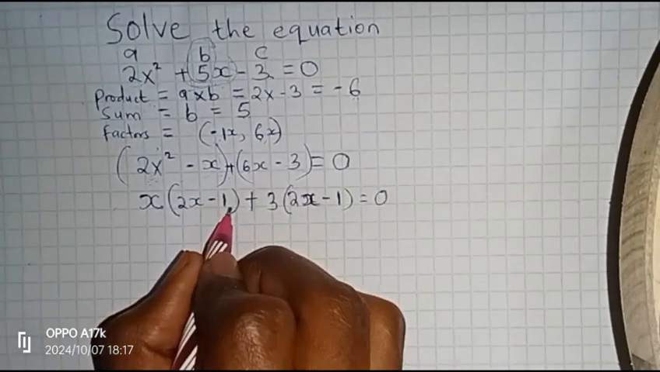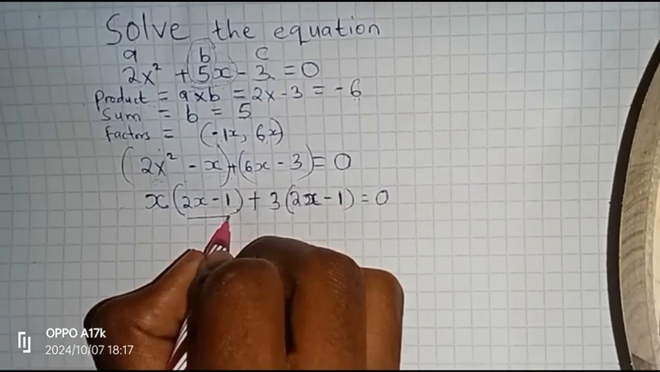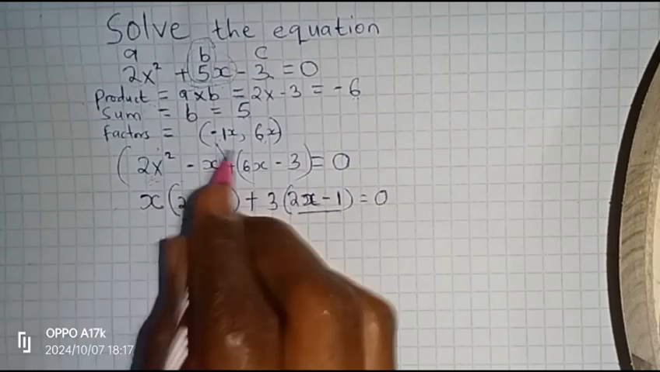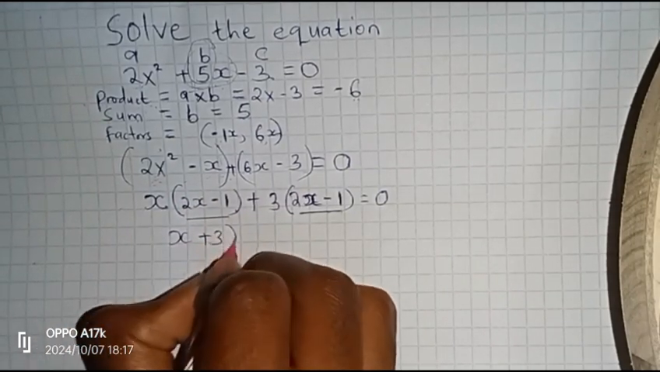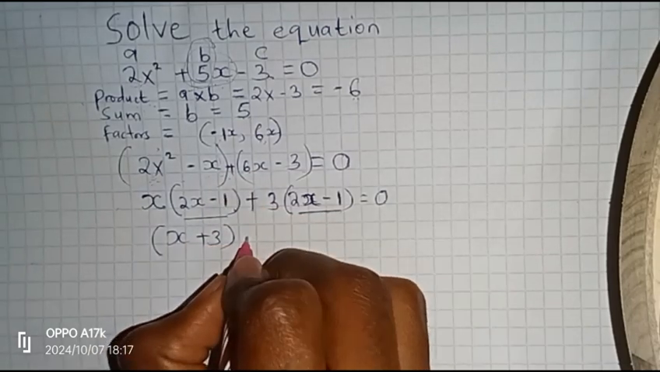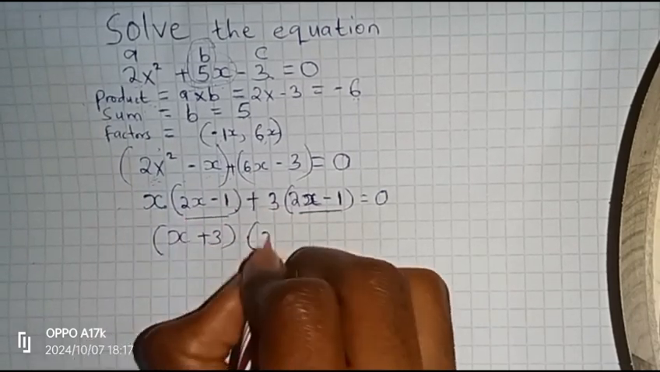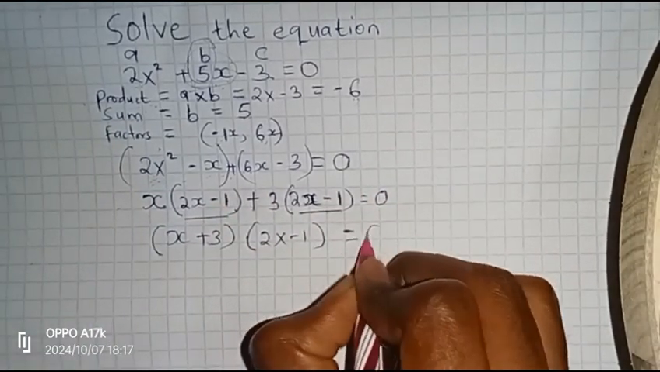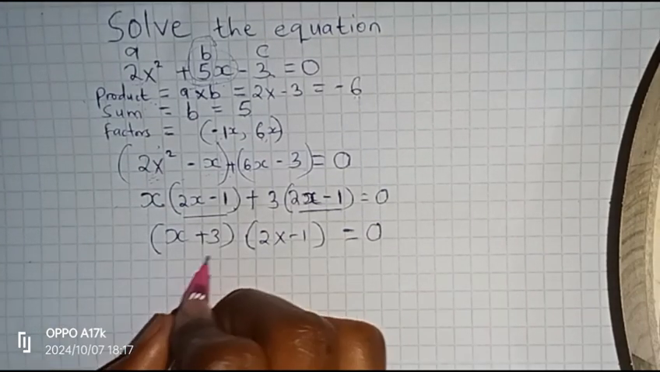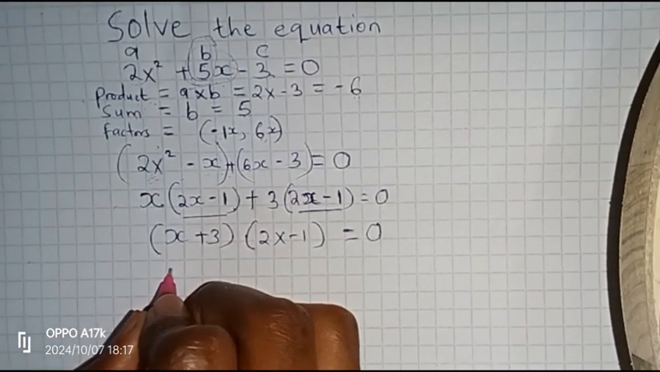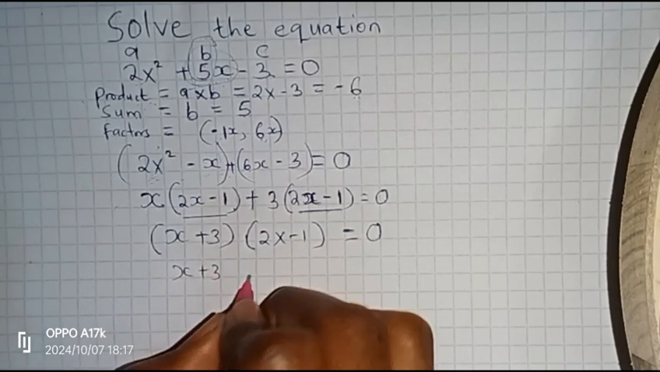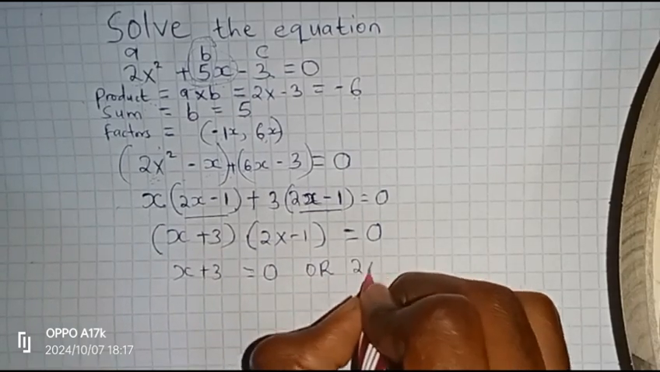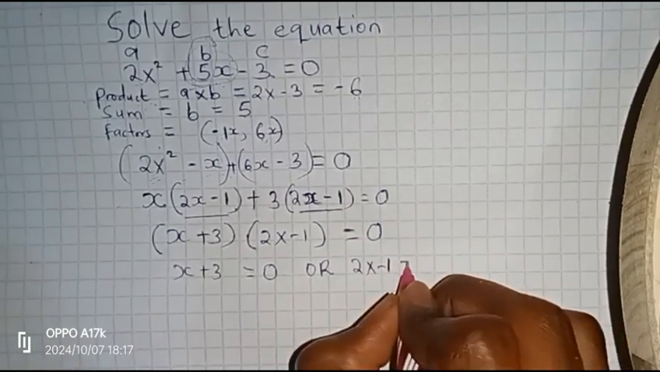Now you have 2x minus 1 on both sides. 2x minus 1 is common here, and 2x minus 1 is common here. So you take 2x minus 1 as common and write x plus 3, close the bracket, times 2x minus 1, all equal to 0. Now this means that x plus 3 is equal to 0 or 2x minus 1 is equal to 0.